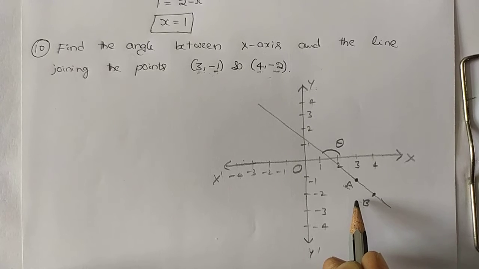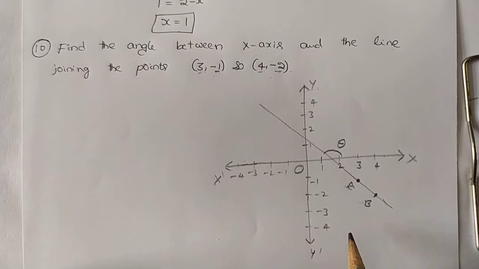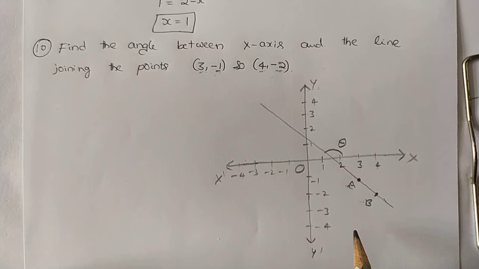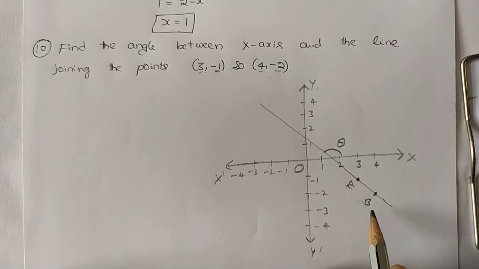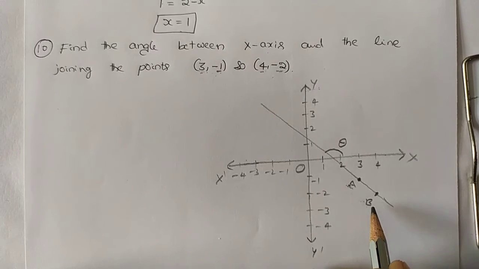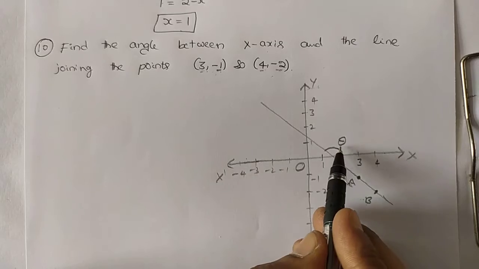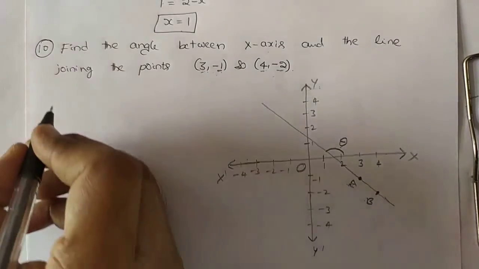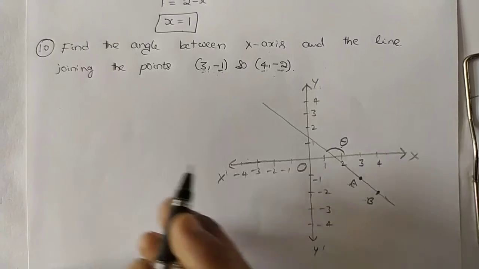Then apply one more formula for the slope of the line. What do we have? m equals tan theta. Tan theta equals the slope of AB, which we will equate. After the simplification, we will get the required angle. In this, we need to find the angle theta. Yes, before that, find out the slope of AB.